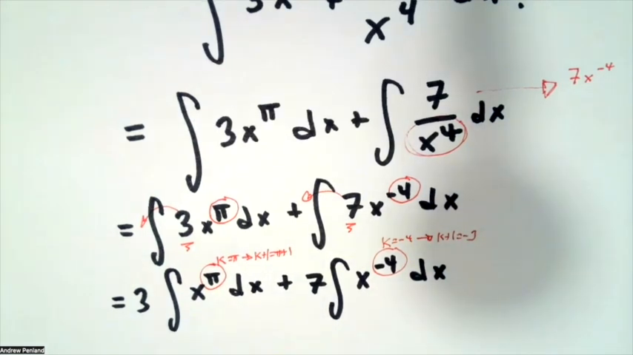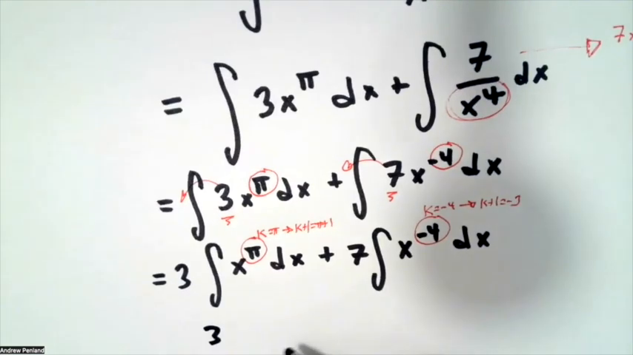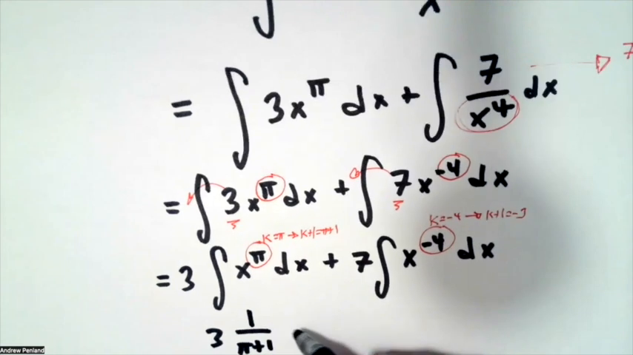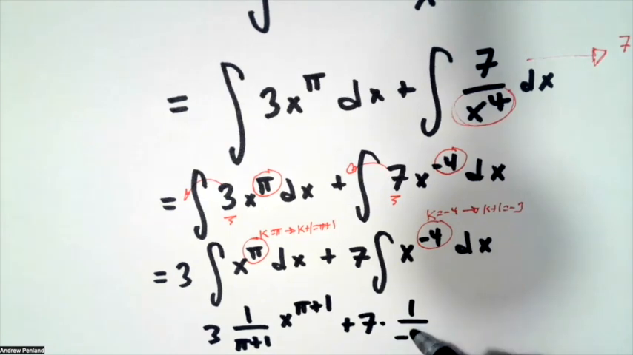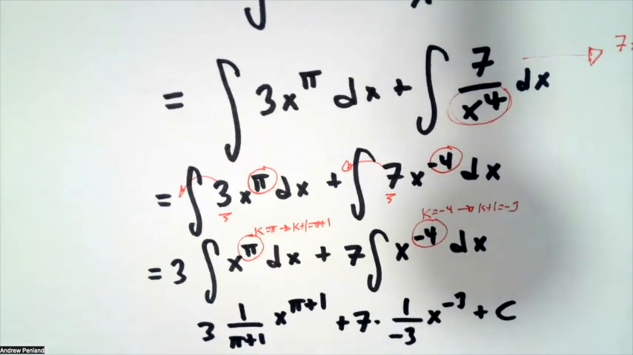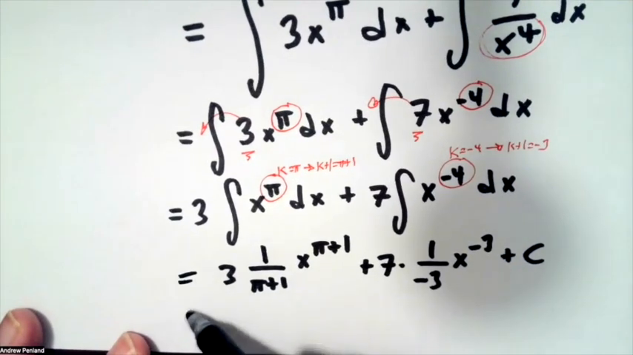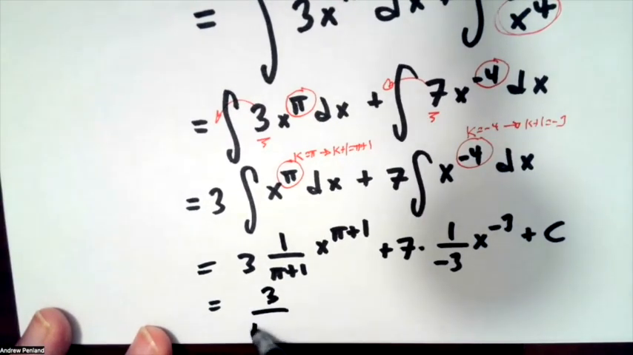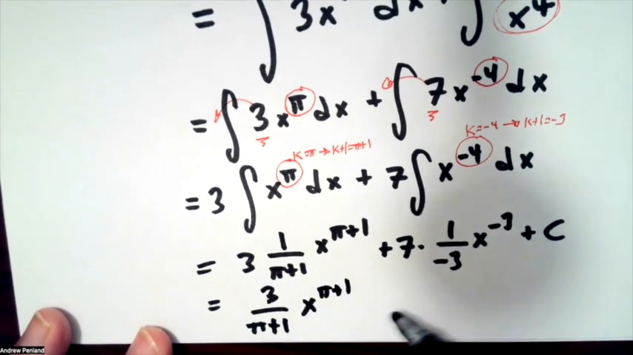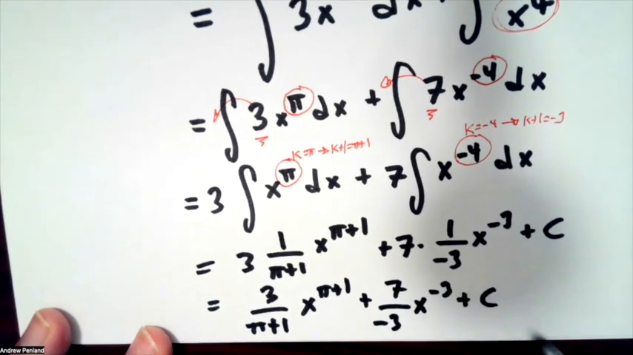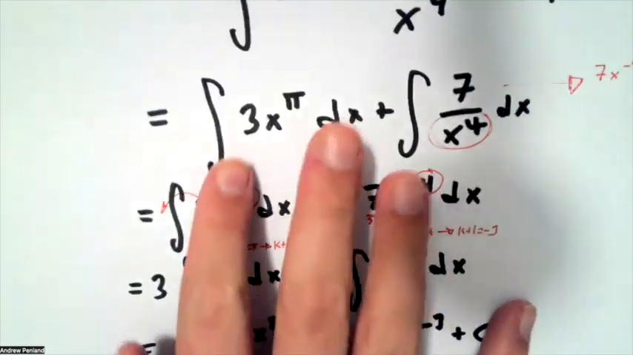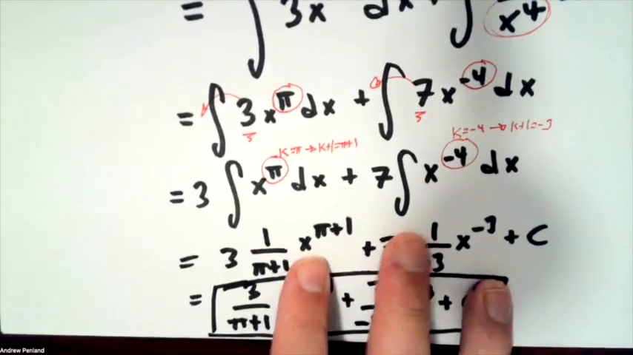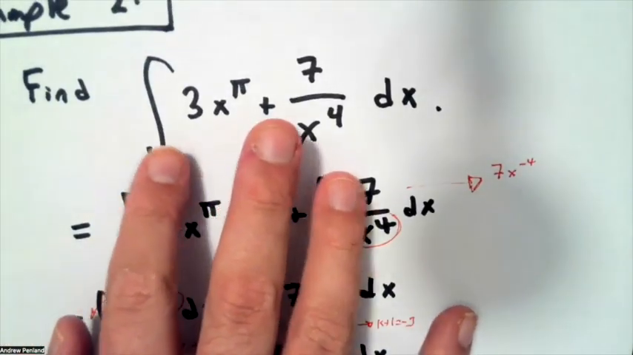Finally, I'm in a place where I can say, okay, this is going to be 3 times 1 over pi plus 1 x to the pi plus 1 plus 7 times 1 over negative 3 x to the negative 3 plus c. And since I've come this far, it's worth going the final step of rewriting this as 3 over pi plus 1 x to the pi plus 1 plus 7 over negative 3 x to the negative 3 plus c. Key is I'm applying all of my rules. I have sum rule, constant multiple rule, power rule, and at the end of it, I'm able to take the indefinite integral of something that looks kind of complicated.